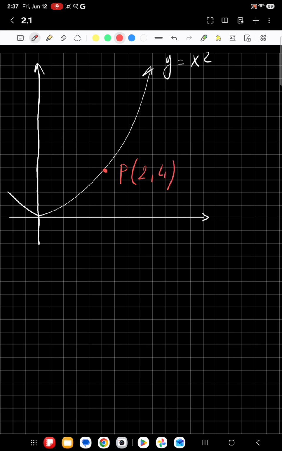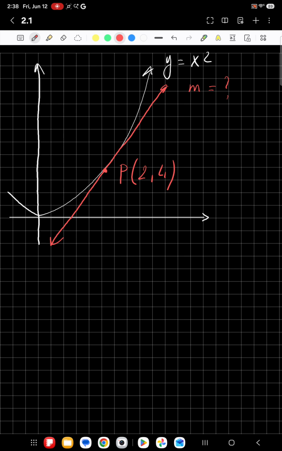At this point, we're just unable to calculate the slope at that point. But let me draw that tangent line. A tangent line is a line that touches a graph at a certain point. So we have the tangent line. What do we need to calculate? The slope of that line. For now we can't do it.